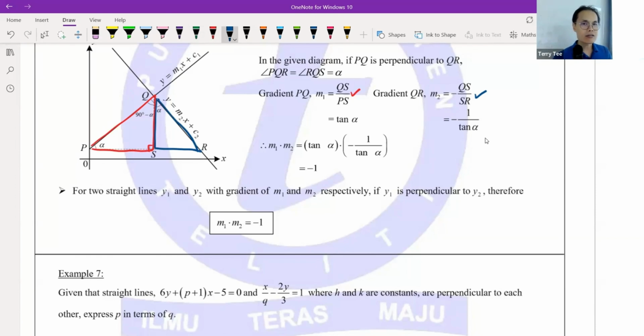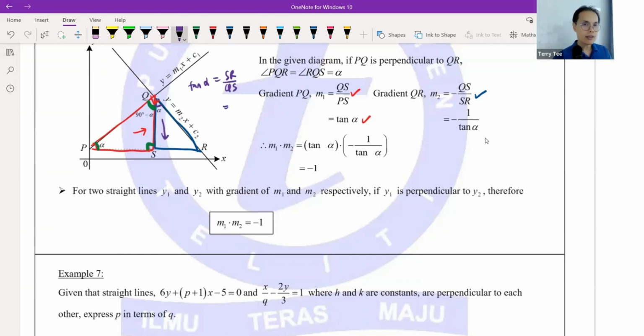Now, if you look at the red triangle, what is tangent? Tangent is opposite over adjacent. My opposite is QS, adjacent is PS. So QS over PS is my tangent. Now, because we assume this is 90, if this is alpha, this angle here is 90 minus alpha, and the next part over here should be alpha. So tangent alpha for the second one is SR over QS.